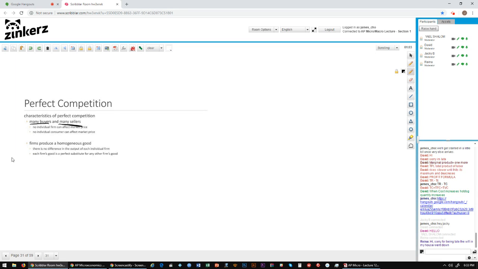Now here's the thing: because there are so many companies, no one company can affect the market price. Let's say you have 100,000 companies. What happens if one of those companies decides to increase their price a little bit? Why would that not work? Because no one will buy it. There are so many other companies selling it at a lower price that no one is going to buy from that one company that increased their price.